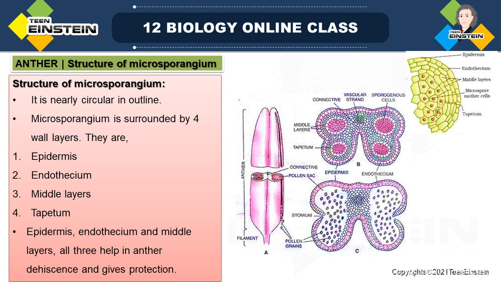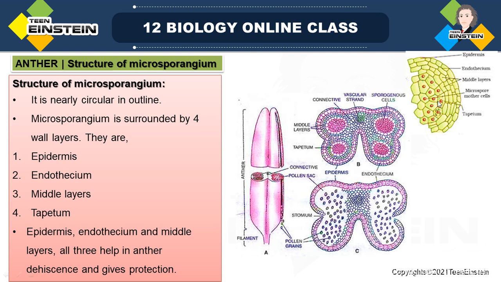This endothecium layer helps in the dehiscence of anther or to release the pollen. So what is the role of endothecium? It is helping in the anther dehiscence or for the release of pollen. And next is middle layers.